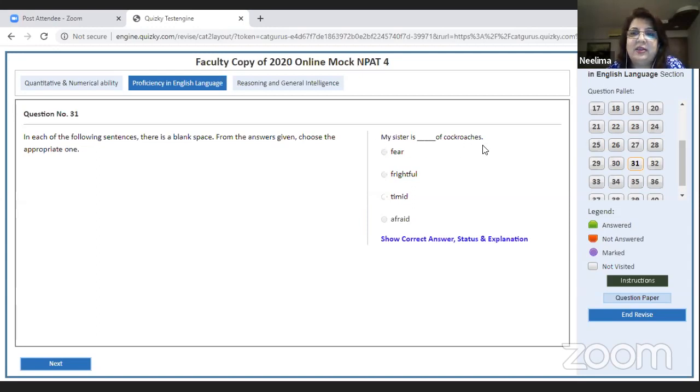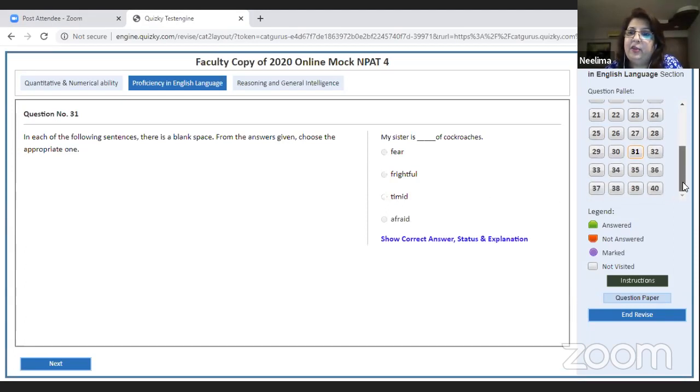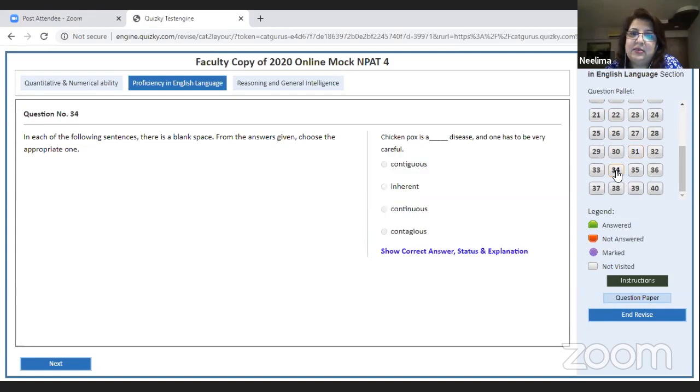We first need to read the entire sentence. My sister is dash of cockroaches. Can I say fear of cockroaches? My sister has fear of cockroaches, not is fear of. Frightful, you're frightful with something, not of. Timid is shy, which will not work. You don't have to be shy. Afraid, yes, you can be afraid of cockroaches. So this becomes your correct answer. So this is the way you need to solve the sentence completion, children.